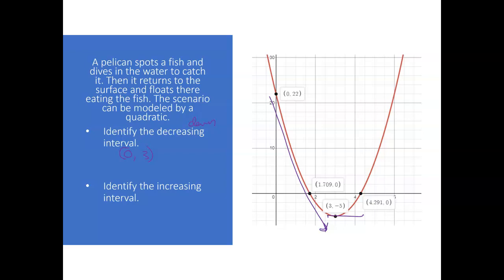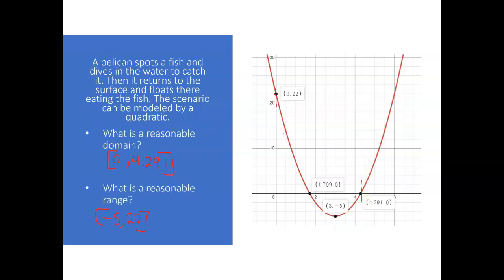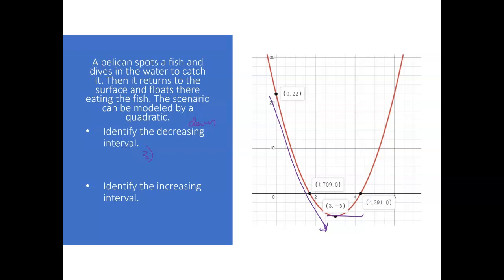Yes, 0's in a bracket because it's going down there. Let me make that bracket a little bit more clear. There we go. Because I can see the slope right here is negative. But right here, the slope is 0, at that one specific point. So we're going up to 3, but not including 3.